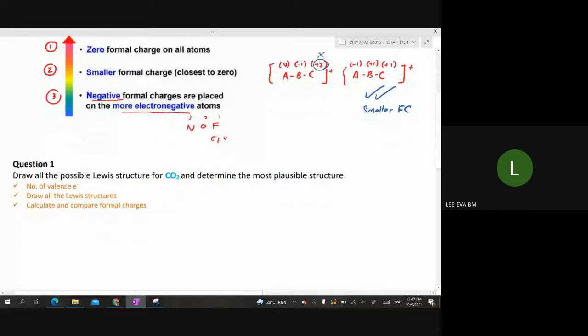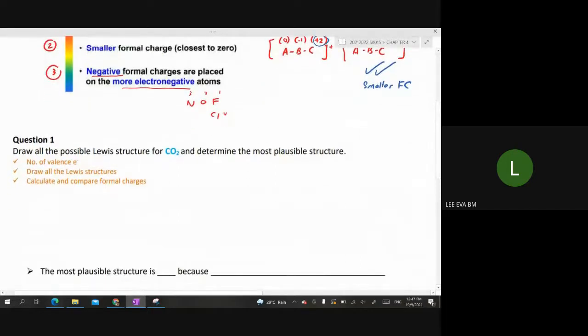Okay, so let's look at this example. We're back to CO2 again. Draw all the possible Lewis structures for carbon dioxide. Determine the most probable structure. So given you the guideline here: number of valence electrons, draw the Lewis structures for all of them, and then calculate and compare the formal charge.